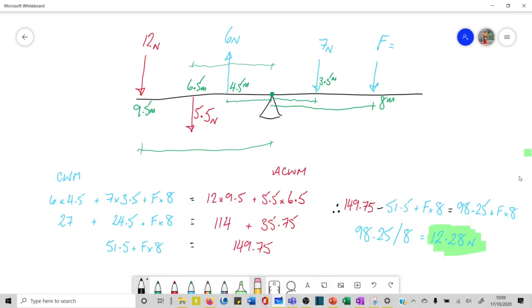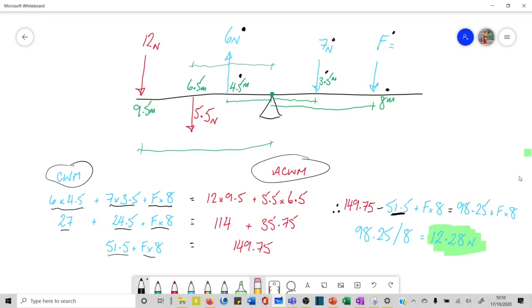So how did you do then? Very quickly, you've got the clockwise moments in the blue. The first one here is force 6, times distance 4.5, which equals 27. We've got the second force here, force times distance, shown here. F, we don't know what that force is yet, but we do know the distance, so that remains the same all the way through. The total for all of those added together is 51.5, which is shown over here in our equation.